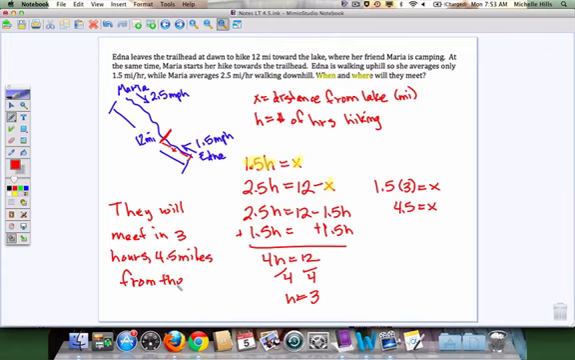Now, if you chose to use x as the distance from the trailhead instead, your answer would have been they will meet in 3 hours, 7.5 miles from the trailhead because your equations would have been different. Either one of those is acceptable because it doesn't say where being distance from the lake or distance from the trailhead.